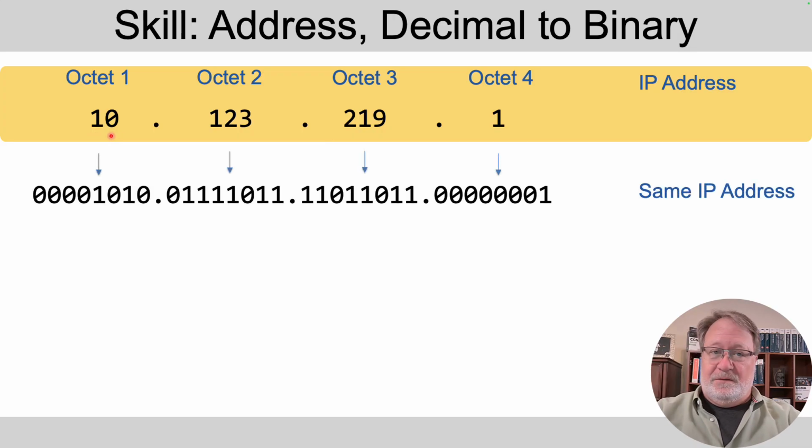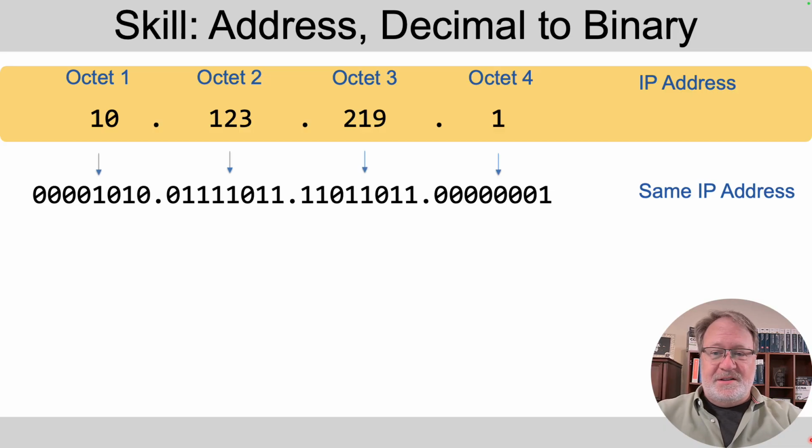For instance, here's the converted number. So 10 converts to 1010 if you ignore the fact that we need to represent 8 bits, but because it converts to an 8-bit number, you have to put these leading zeros to fill up the 8-bit positions, all right? So convert 10 to its 8-bit binary equivalent, 00001010. 123 converts to this, 219 converts to this, decimal 1 converts to 7 zeros and a 1. So by doing this conversion, we now have on the screen a 32-bit binary number, which we know IP version 4 addresses are 32-bit numbers.